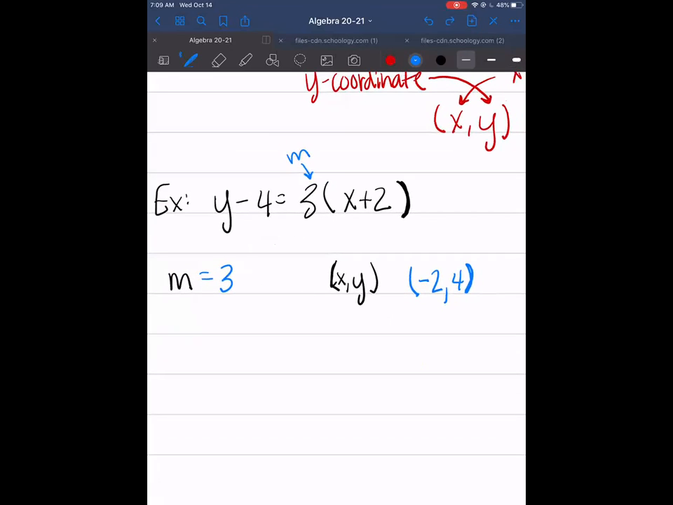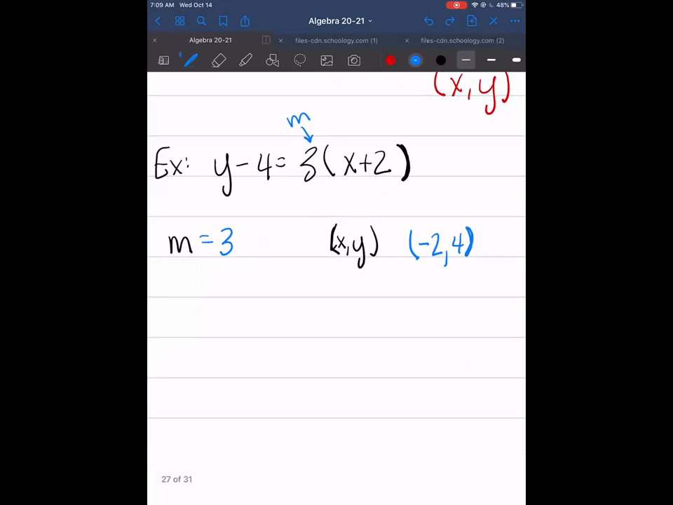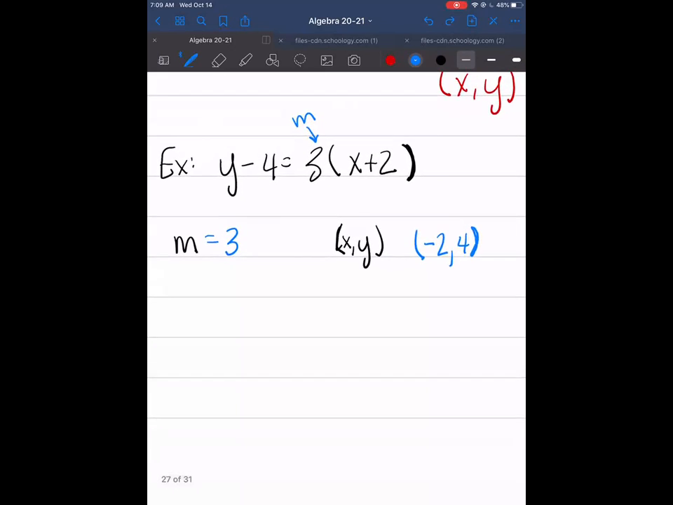So that's how I can look at the point slope form and figure out what a point and a slope is for the graph. Then I could take that information and graph it, or I can put it into slope intercept form to graph it. But if you're going to graph on the calculator, you'll have to do it in slope intercept form.